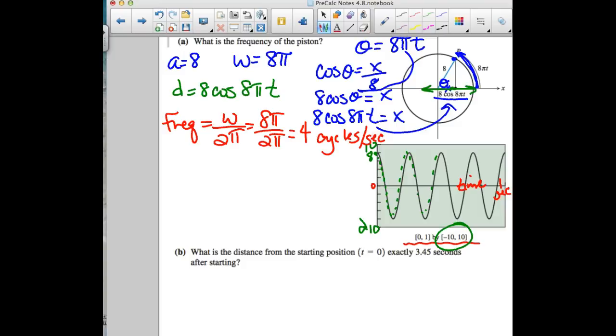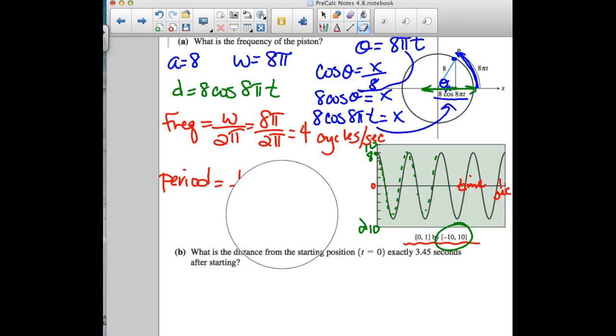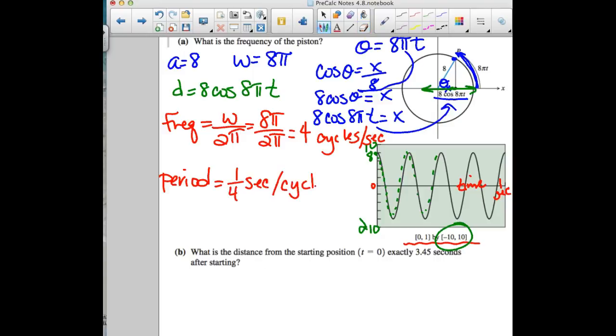All right, if we were asked for the period, remember that is just the reciprocal of frequency, or 1/4. So we have 1/4 of a second per cycle. So if we look over here, this is 1 second, and you'll notice that we have 4 periods of that cosine curve.